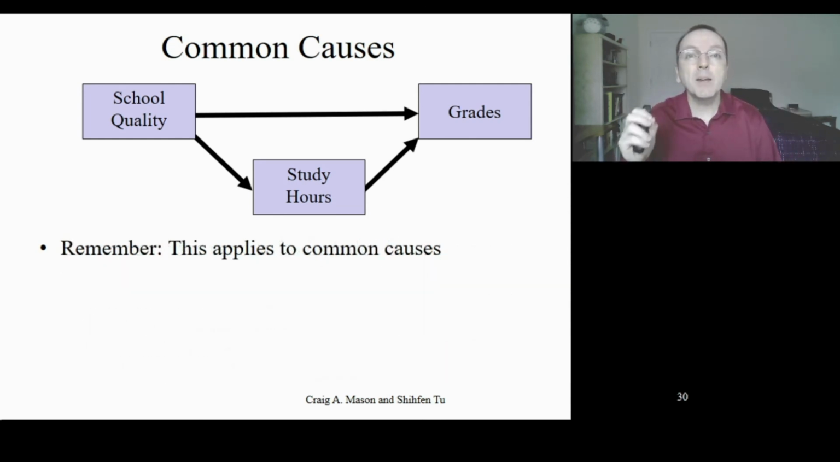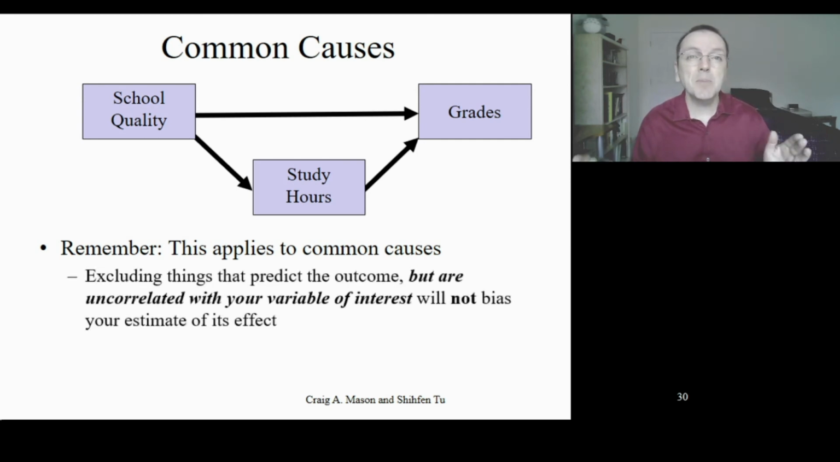Now remember, we're talking about common causes, variables that influence both the outcome and my variable of interest. If something's uncorrelated with my variable of interest, then it's not a common cause, and not including it in my model will have no impact on the effect for my variable of interest. Remember, we previously made this same point when we examined Venn diagrams with uncorrelated predictors.